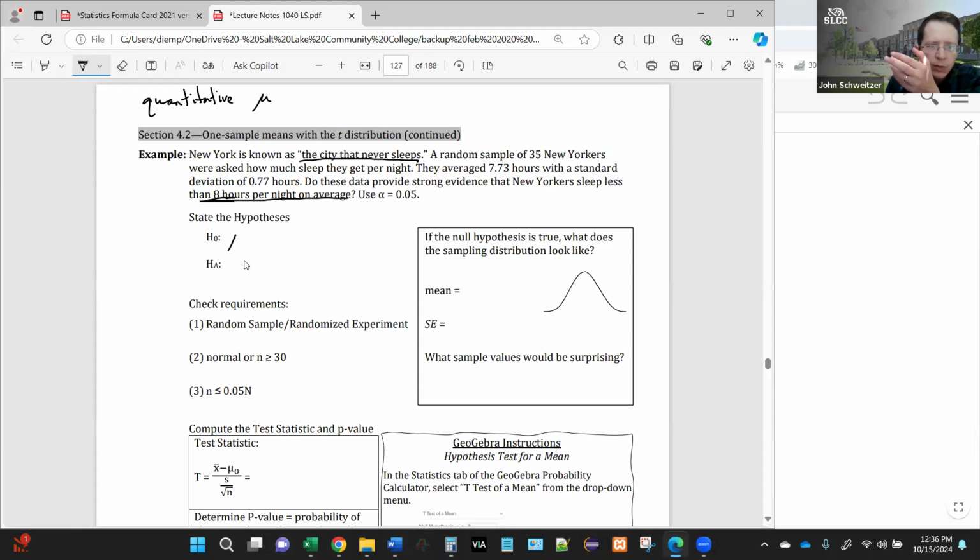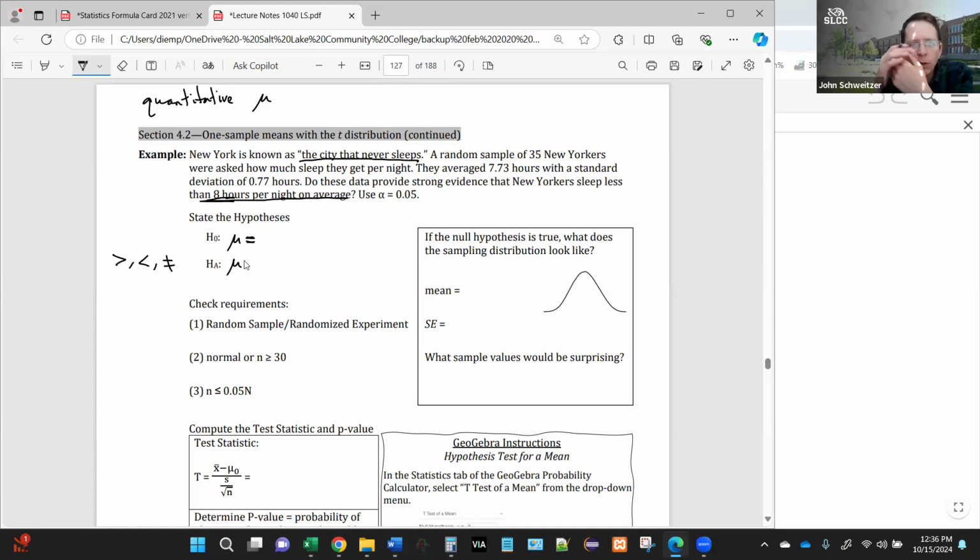The second point is writing the correct parameter. The third point is getting the equal sign and the inequality correct. For the null, it's kind of on autopilot. You know that's always the hypothesis of equality. The alternative is the hypothesis of some kind of inequality. So it's going to be a right-tailed test, a left-tailed test, or a two-tailed test.